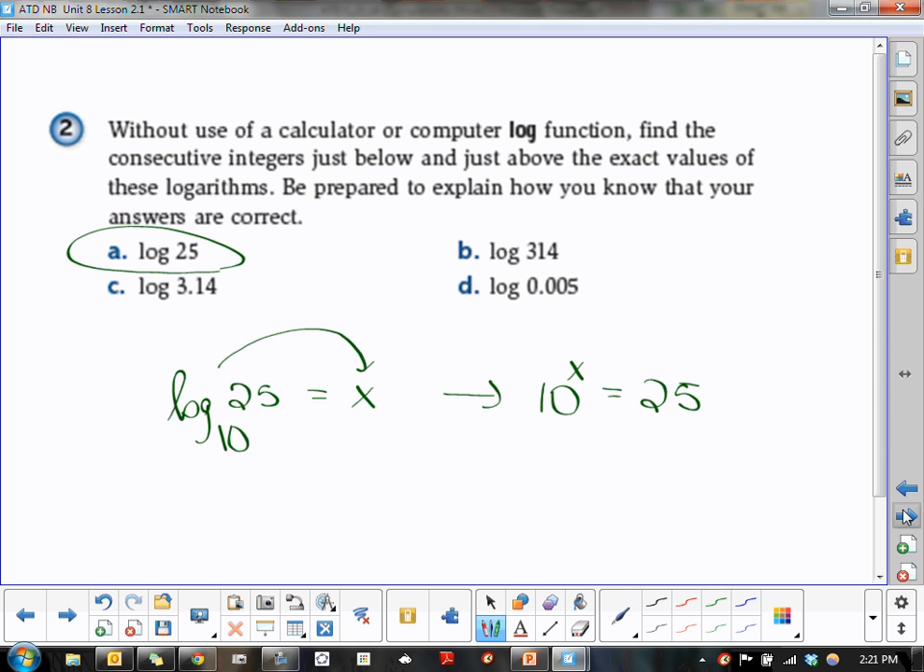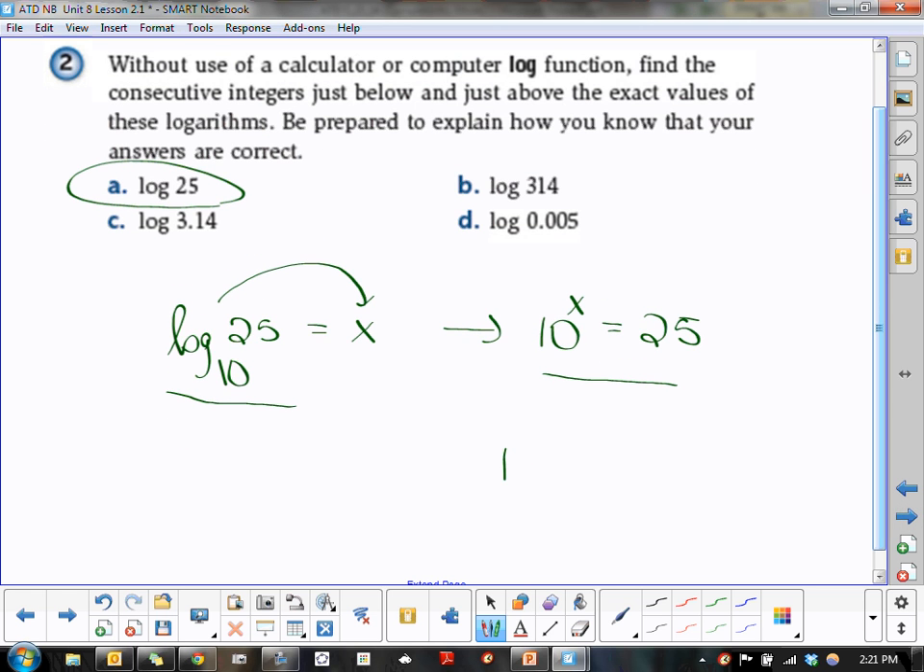That's my translation. That's the component I want to be able to flow back and forth between. This means the same thing as this, but these are built for finding the exponent. Now right now, we've got to figure out what it's between. So here's what I'm going to start thinking of. Well, what is 10 to the first power?